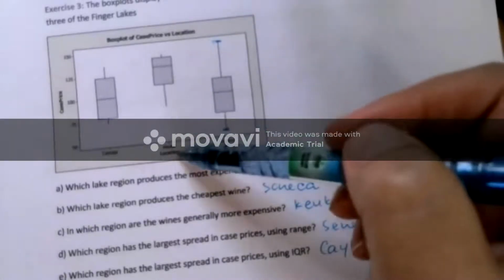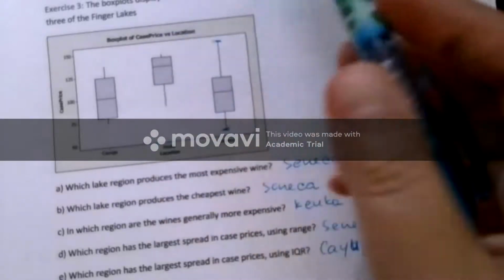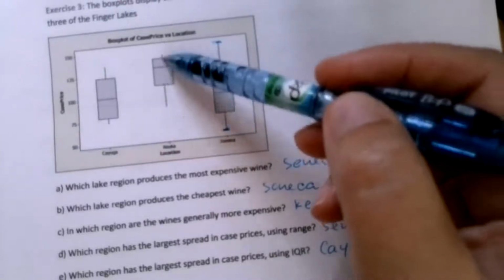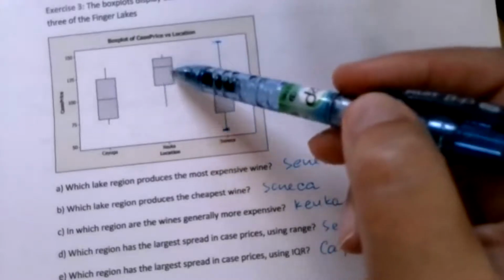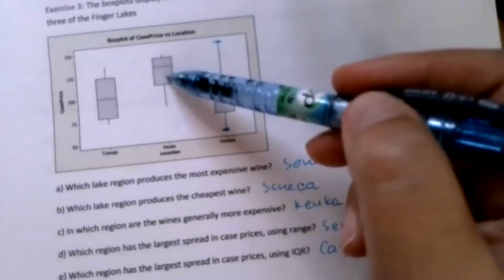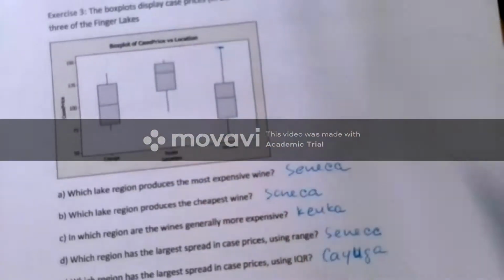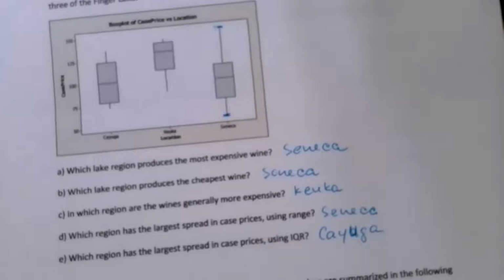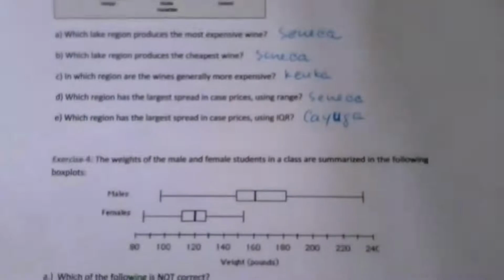Cayuga, wow, they're pretty close in pronunciation. So Cayuga, the bulk of the prices is higher, and it seems more consistent. They consistently charge more for the wines. All right. Do you guys have any questions about this exam? Okay. So let's proceed to exercise 4.